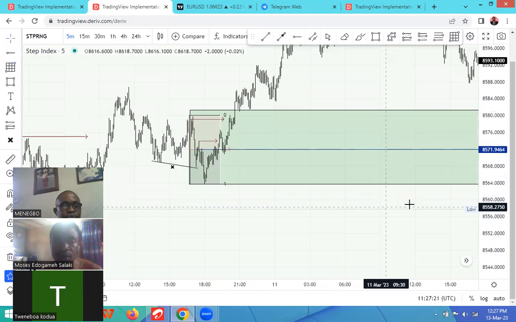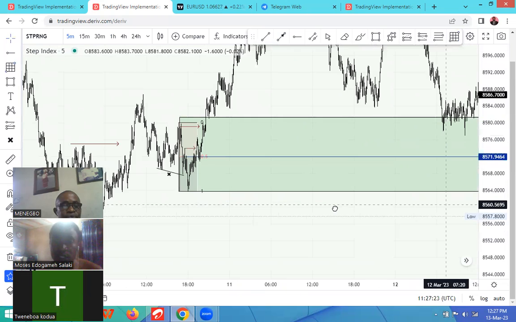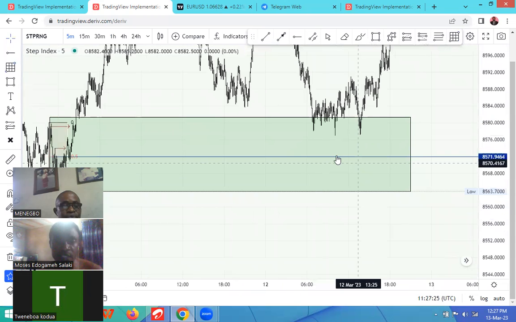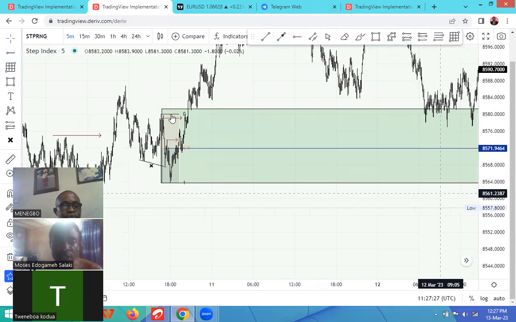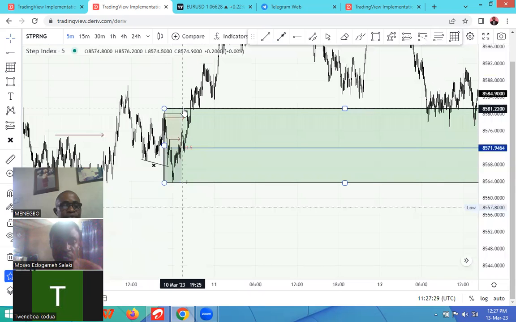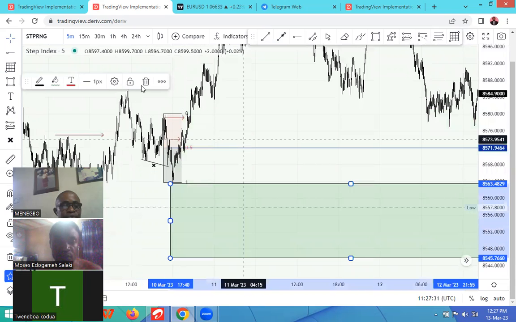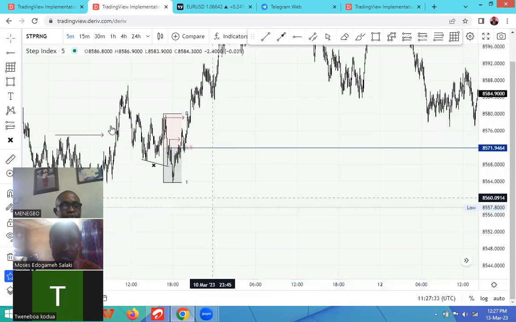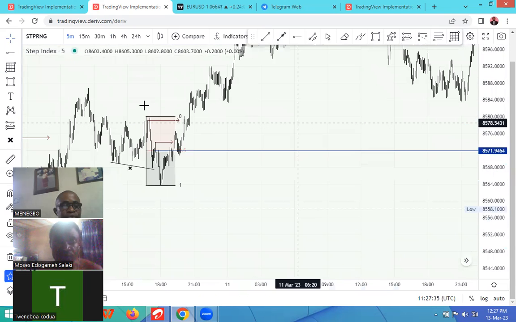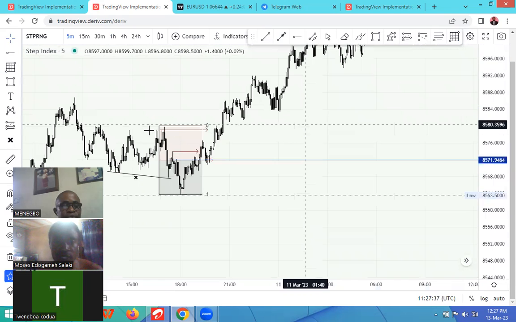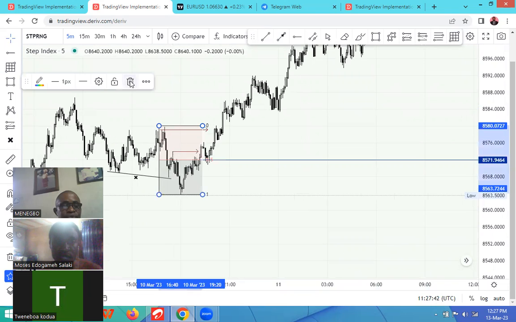Then you come back to this side. We discover that price didn't come to the 50%. But did price come to the entry? Yes, price did. Let me remove all of this. Everything is happening within that imbalance. That was the entry. This was the entry. So I can remove this now.